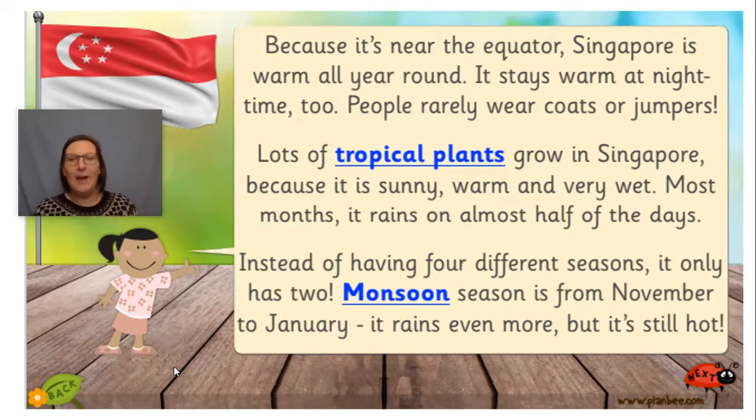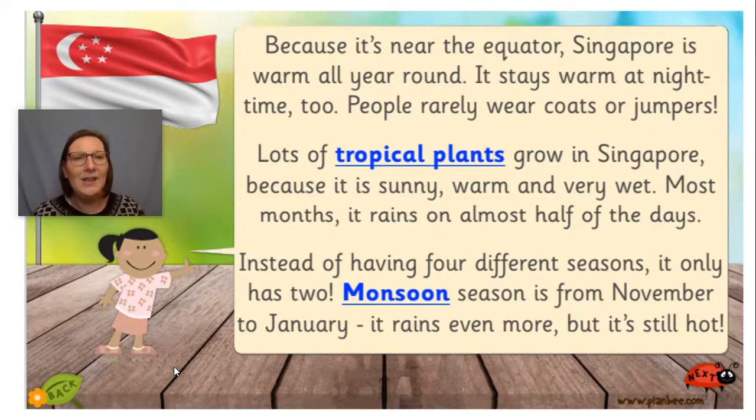So lots of tropical plants grow in Singapore because it's sunny, warm, but very wet. And we'd said that, didn't we? It is very wet in there. Now, most months it rains almost half of the days. So if we think of a month of 30 days, for 15 days it will rain. That's a long time, isn't it?